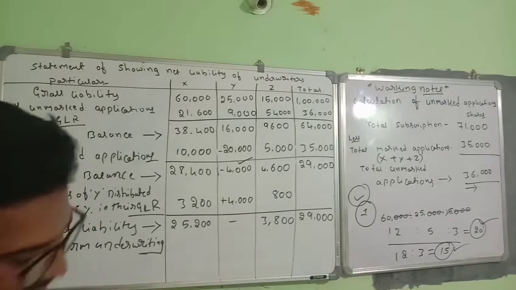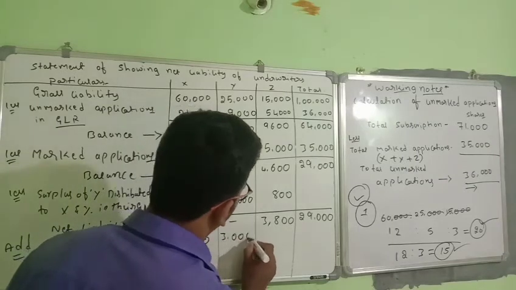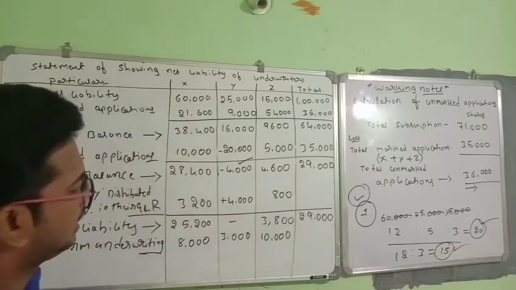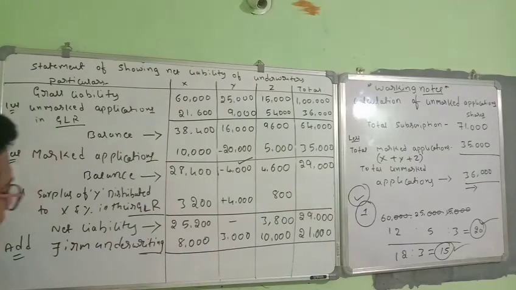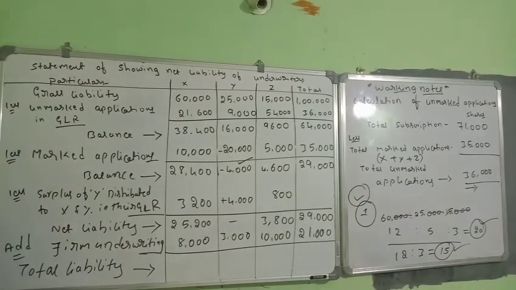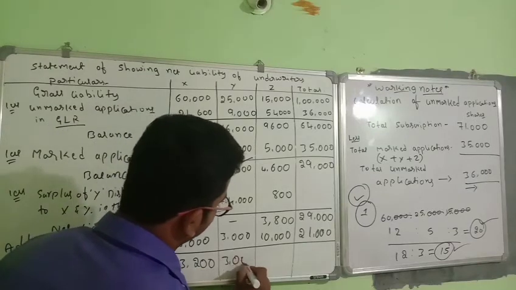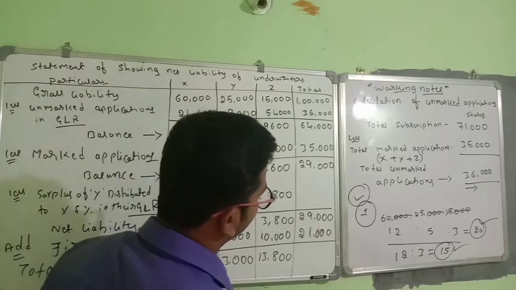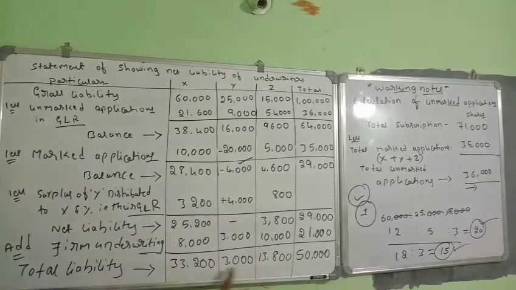You can take the same firm underwriting of X, 8,000. Firm underwriting of Y, 3,000. Firm underwriting of Z, look at the question, 10,000. So total 11 plus 10, 21,000. So you add the money, and you'll get the total liability, the combination of all this.